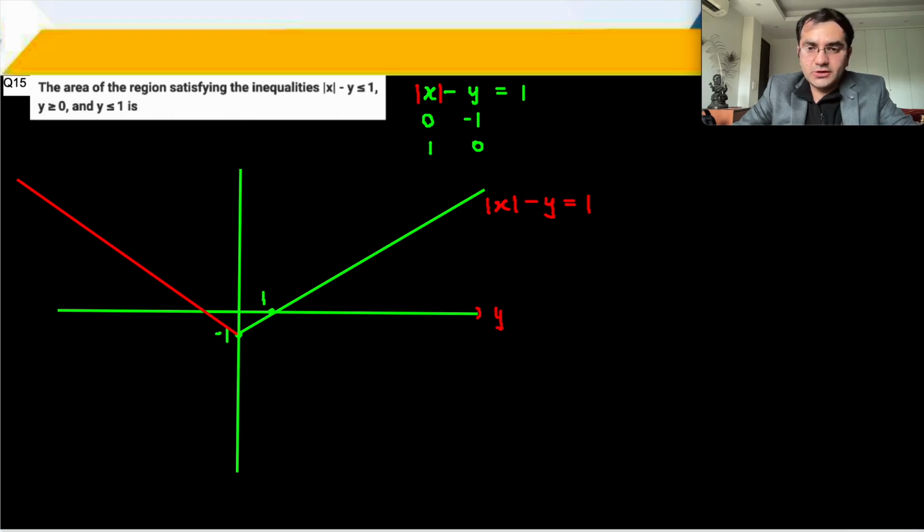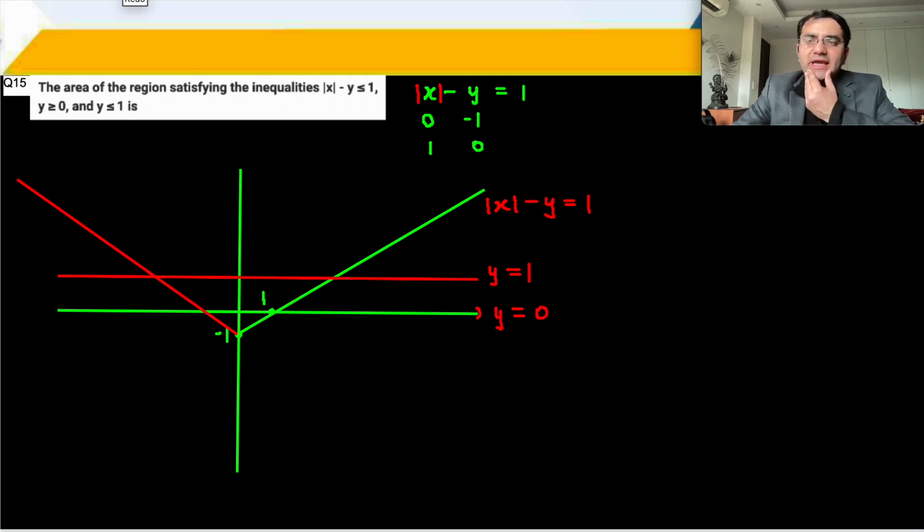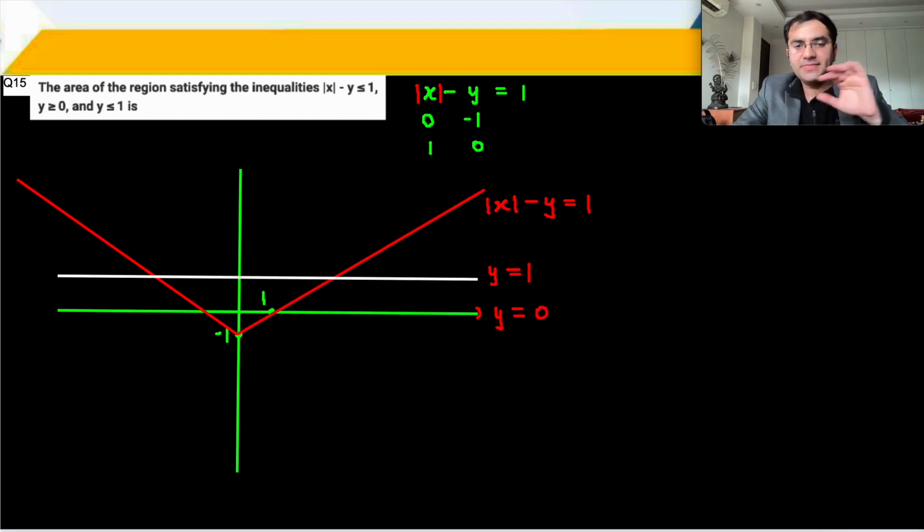That is of course your y equal to 0, that is the x axis, and now let me also make y equal to 1. I made y equal to 1 as well. Now I need to try to find out what is the area of the region that they are looking for. So the area of the region that they are looking for is going to be, let's change the color a little bit, mod x minus y less than or equal to 1, means the upper part.